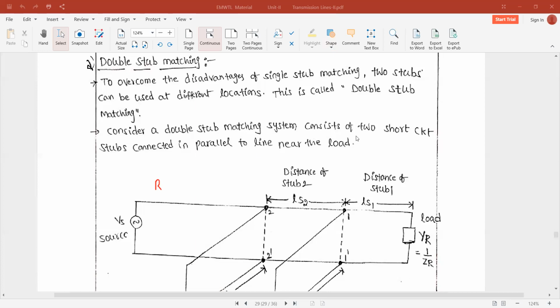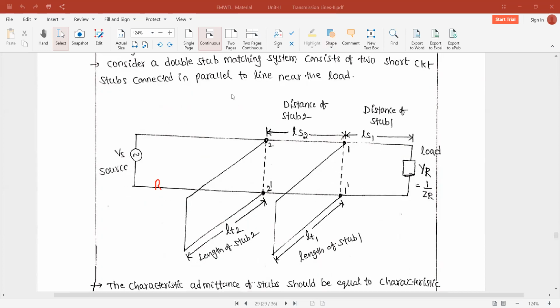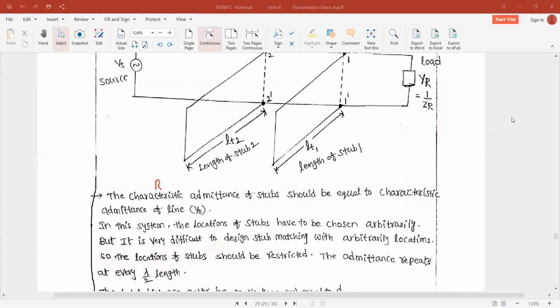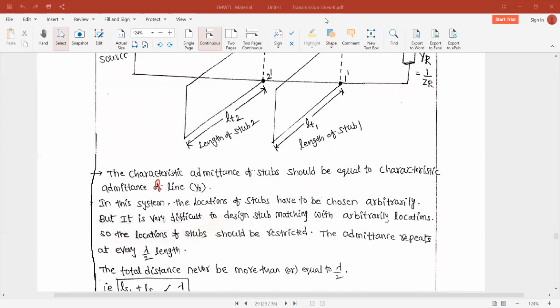Consider a double stub matching system consisting of two short circuited stubs connected in parallel to the line nearer to the load. The characteristic impedance, not the impedance, sorry, the characteristic admittance of the stubs should be equal to the characteristic admittance of the line. So Y is equal to Y naught. In this system, the locations of the stubs can be chosen arbitrarily, but it is very difficult to design the stub matching with arbitrary locations. So the locations of the stubs should be restricted.